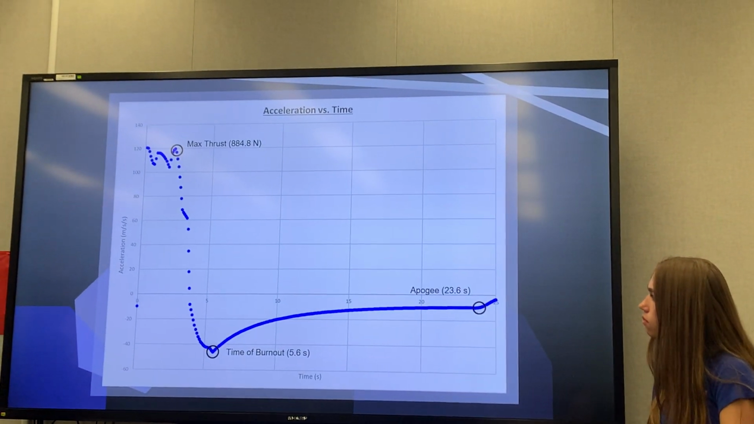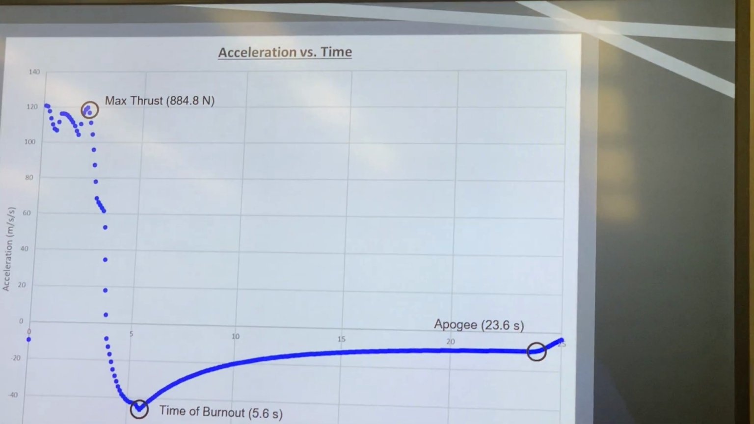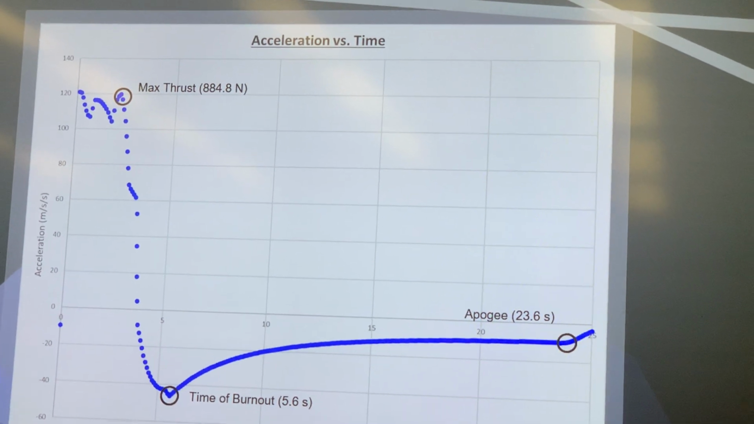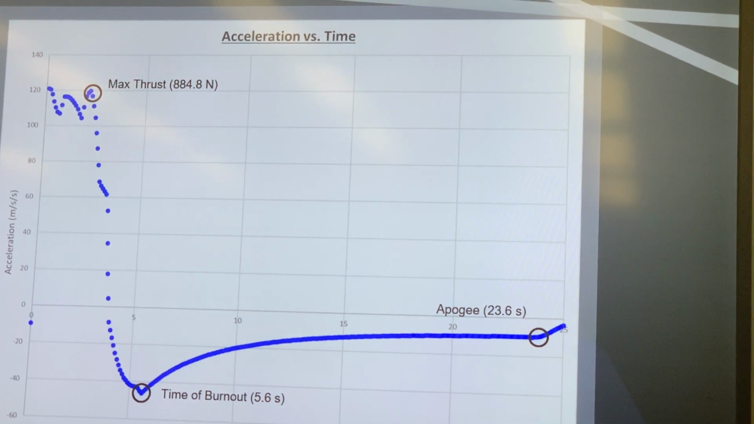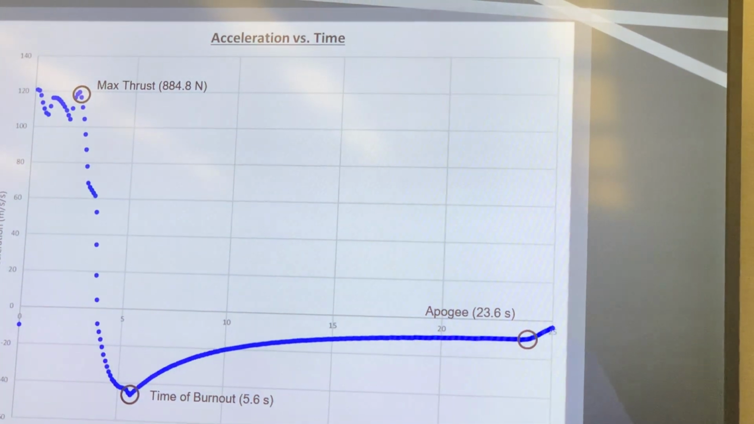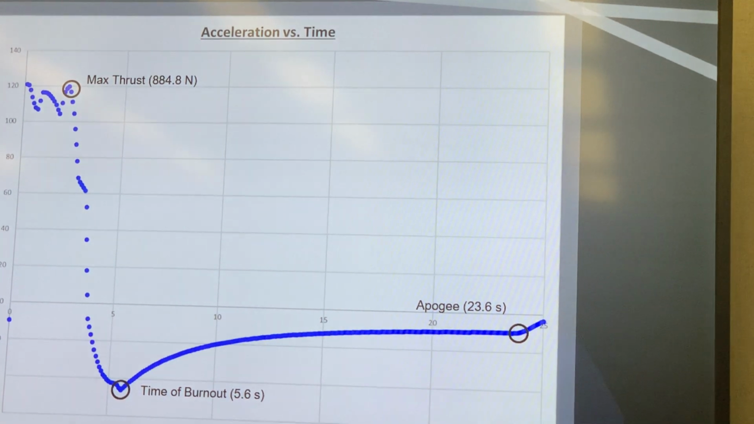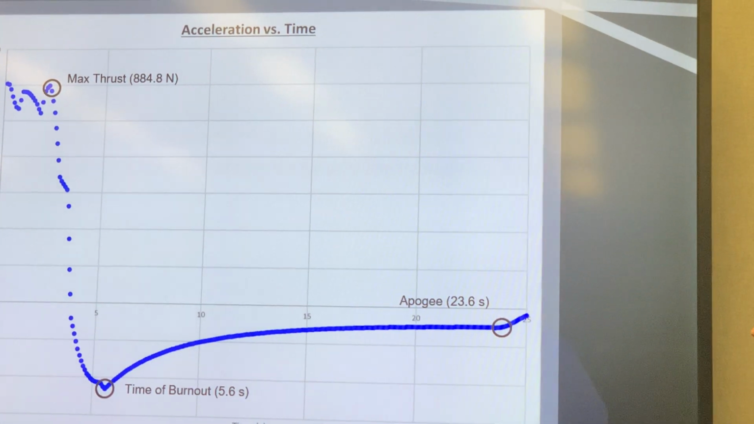And so this is our acceleration graph. Again, you can see over there the point that I've circled for maximum thrust, that is one of our local maxima right there. And that's just again emphasizing that acceleration and force are directly proportional to each other. So as force increases, acceleration would increase, and so that is again shown through that local maxima.